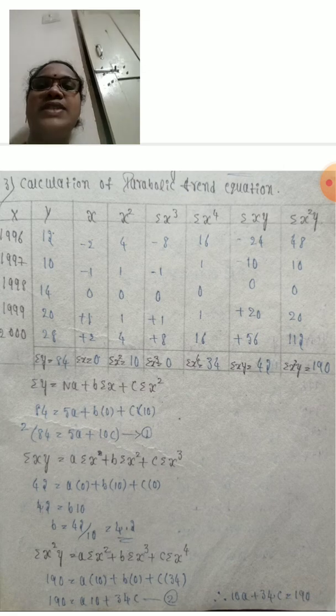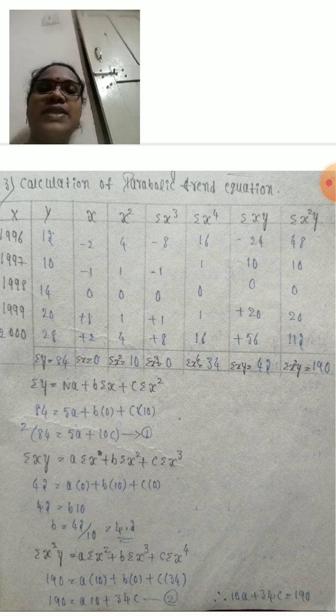X power 4 means x square into x square: 2 into 2 is 4, 4 into 4 is 16, 1, 1, 0, 1, 16. The total of x power 4 is 34.